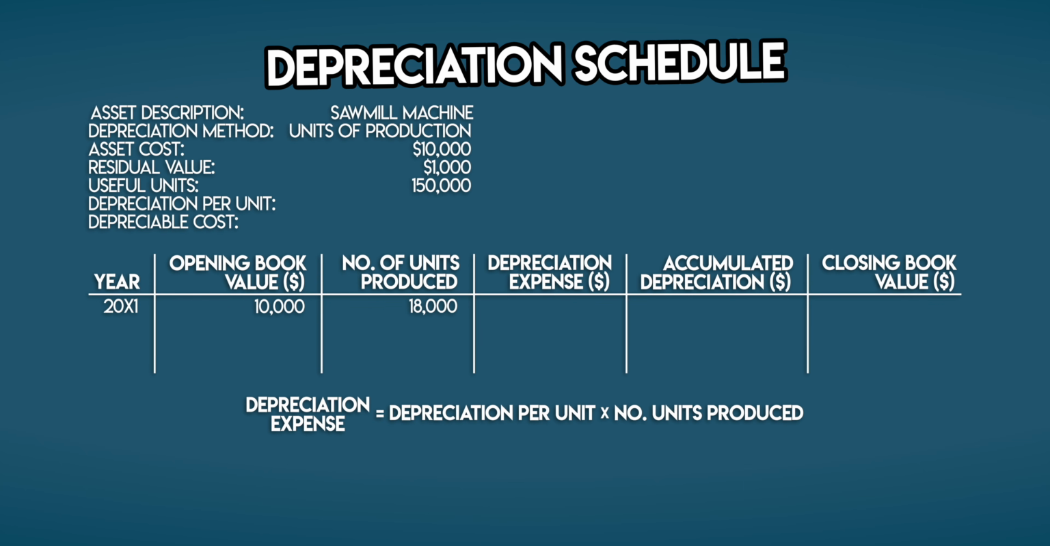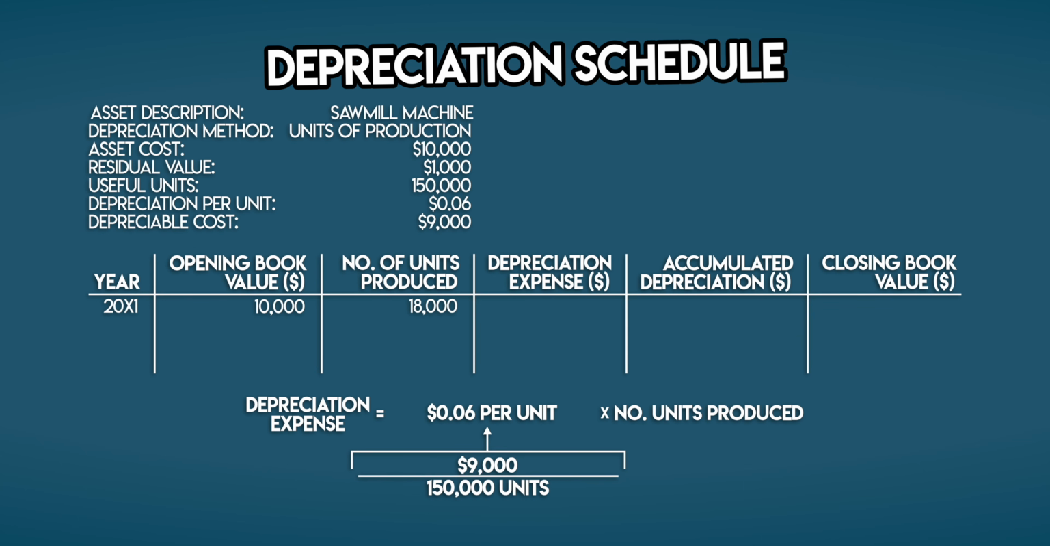We can work out your depreciation per unit by taking your depreciable cost and dividing it by the total useful units. What is depreciable cost? It's your asset cost minus residual value. It represents the portion of your sawmill machine that will depreciate over its useful lifetime. Your asset cost is $10,000 and its residual value is $1,000. So your depreciable cost is the difference of $9,000. We said that your sawmill machine can produce 150,000 useful units. So your depreciation per unit is $9,000 divided by 150,000 units, which comes to $0.06 or 6 cents per unit.